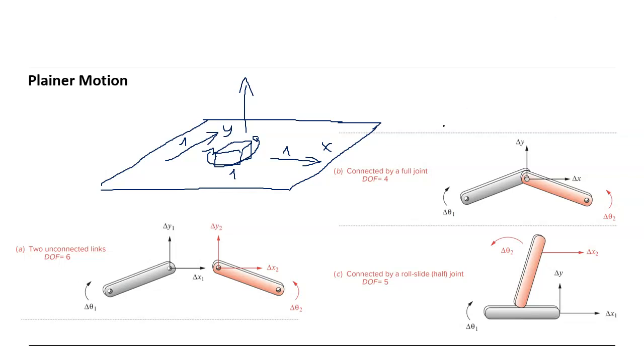So you can imagine, if they are separated, they have altogether 6 degrees of freedom. But if we join them using a pin joint or revolute joint, the degrees of freedom are reduced to 4. If they are connected by a roll-slide half joint, then we reduce the degrees of freedom from 6 to 5.